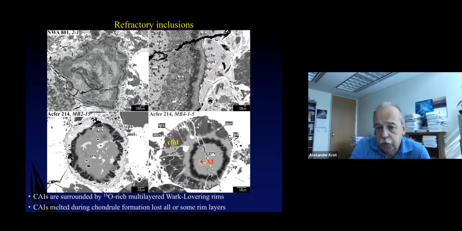Some inclusions, as I'll show on the next slide, experienced remelting during chondrule formation. In most cases, these rims were melted and destroyed. The bottom right slide shows a refractory inclusion, which I labeled CAI, inside a chondrule, which I labeled CHD. This CAI is surrounded by a single layer of spinel, whereas the inclusion on the left shows that after spinel, we have melilite and pyroxene. So what it means is that the melilite and pyroxene layers were melted during incorporation of this inclusion into the chondrule.